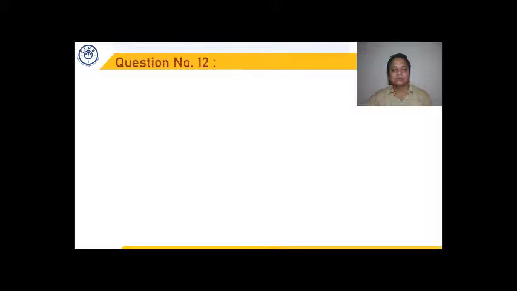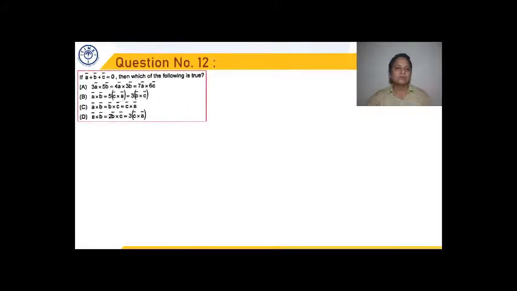Now coming to question number 12 of the handout. Question number 12 says, if vector A plus vector B plus vector C is equal to 0, then which of the following is true? 4 choices are given to us. So it is given A plus B plus C vector is 0. We have to get one of the choices. So can we say A plus B vector is equal to minus C?